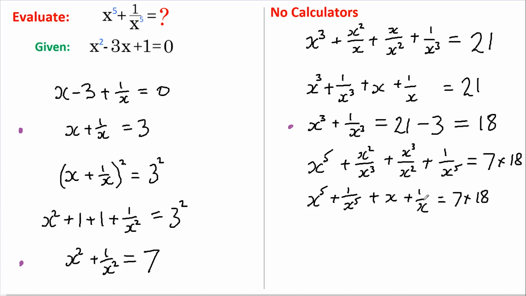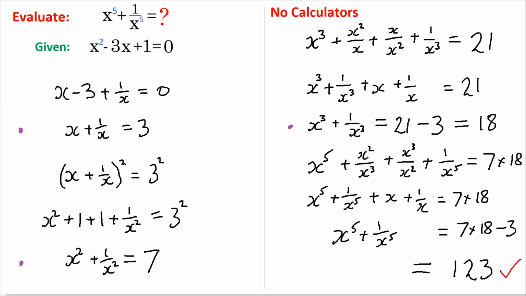Once again, we know that x plus 1 over x is 3. So we can now take that over to the right hand side, which gives us 7 times 18 less 3. And this of course is x to the 5 plus 1 over x to the 5. And so our final answer is 70 plus 56, that's 126, less 3, 123.